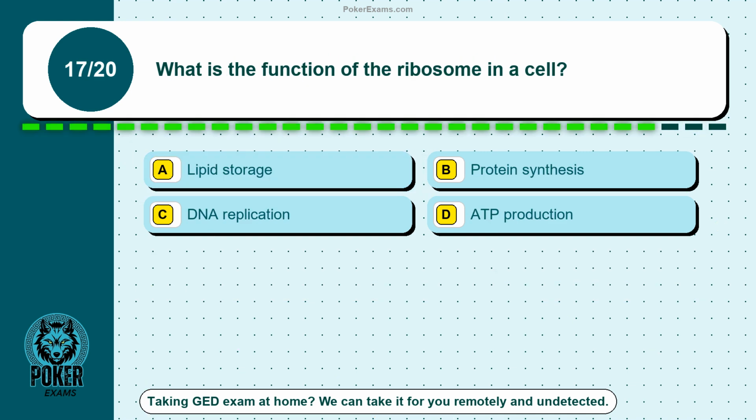Question 17. What is the function of the ribosome in a cell? Option A. Lipid storage. Option B. Protein synthesis. Option C. DNA replication. Option D. ADP production.